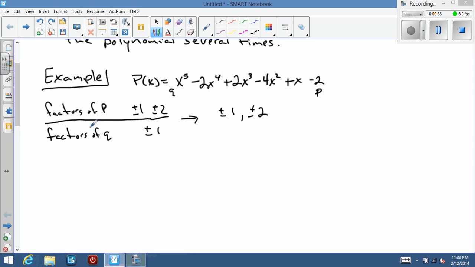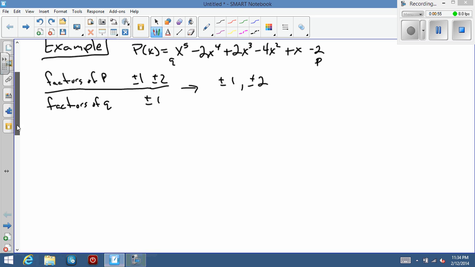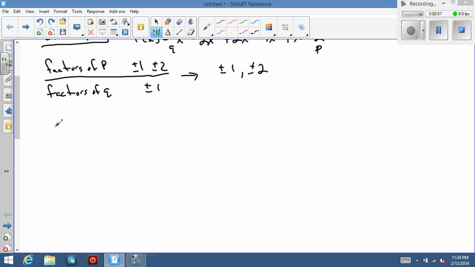We want to do our factors of p, which would be positive and negative 1 and positive and negative 2, which was the factors of the 2. And then factors of q, which is 1, are just going to be the positive and negative 1. So when we look at all the combinations, we get positive and negative 1 and positive and negative 2. And we look at 1 over 1 and 2 over 2. So now we start synthetic division to try to find our zeros.